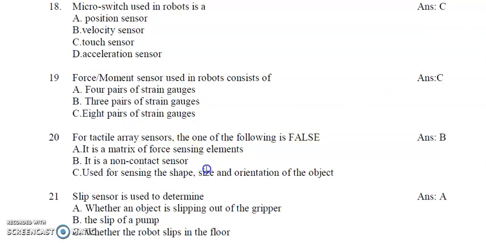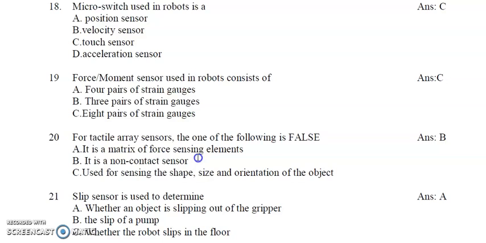Question 20. For tactile array sensors, which one of the following is false? A. It is a matrix of force sensing elements. B. It is a non-contact sensor. C. Used for sensing the shape, size and orientation of the object.